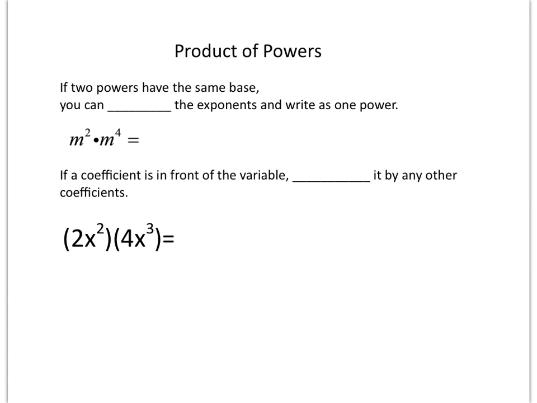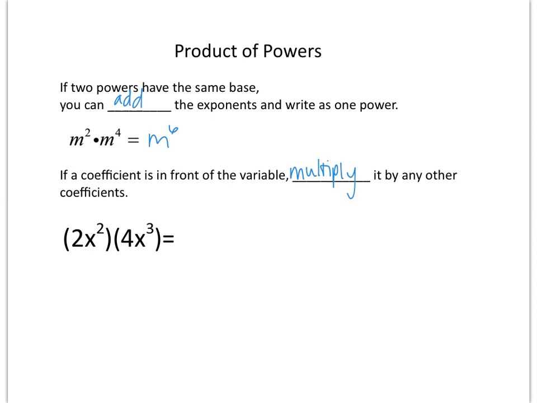Okay, the product of powers rule states that if two powers have the same base, you can add the exponents and write as one power. For example, m squared times m to the 4th, we add 2 and 4 and get m to the 6th. If a coefficient is in front of the variable, you will multiply it by any other coefficient.